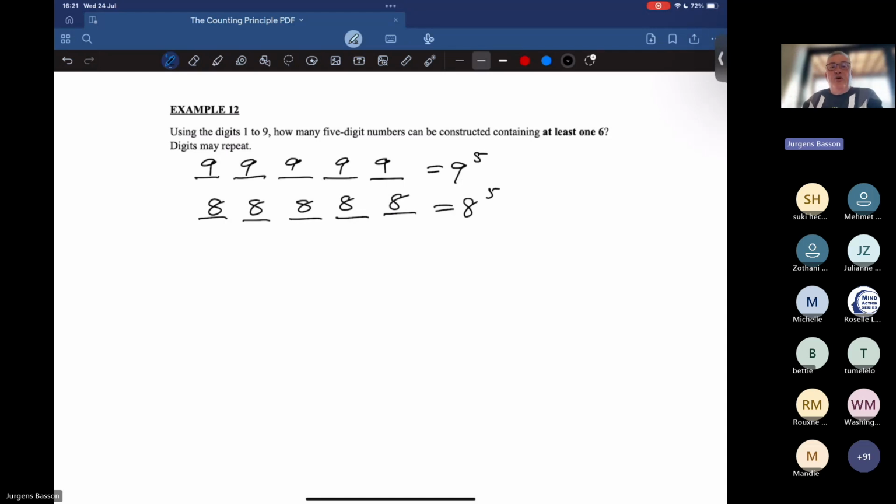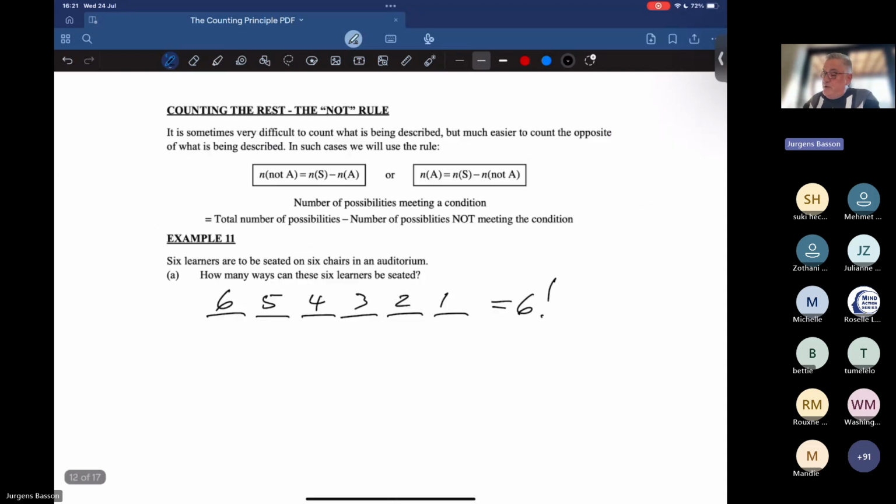So now, how many ways can we do this question? Very easy, 9 to the 5 minus 8 to the 5. Because this is your sample space, and this is the opposite. So if I can go back to this little formula, the not is what we are looking for, that is at least 1 six. So then we say sample space minus no 6. So I remove the 6.